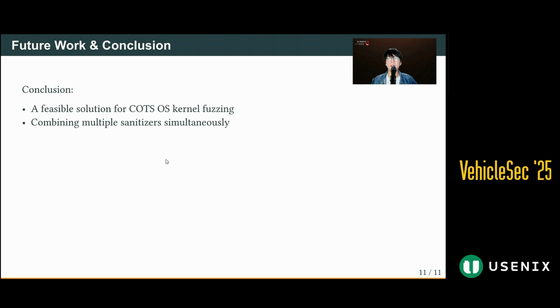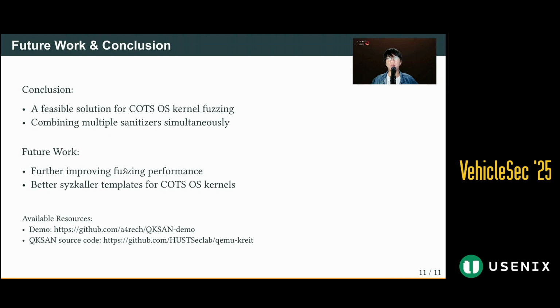In conclusion, QKSAN is a feasible solution for fuzzing commercial off-the-shelf kernels, especially QNX, which can combine multiple sanitizers. We have demonstrated its effectiveness in detecting memory safety violations in both Linux and QNX kernels. For further work, we plan to further improve the fuzzing performance of QKSAN and provide better Syzkaller templates. We will also continue to find and confirm vulnerabilities in the QNX kernel. Additionally, the source code of QKSAN is available on GitHub.